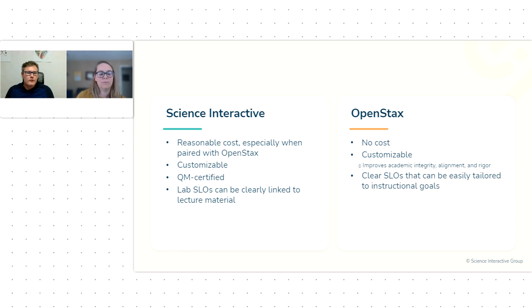So sort of the overarching idea here was that Science Interactive is a reasonable cost, especially when you pair it with a free textbook such as OpenStax. And that idea of customizing both the Science Interactive and the OpenStax platform to connect to one another and make things seamless and to show those learning objectives is really powerful, especially when you think about these products are now QM certified, or Quality Matters certified. This is vital because it shows that alignment piece.